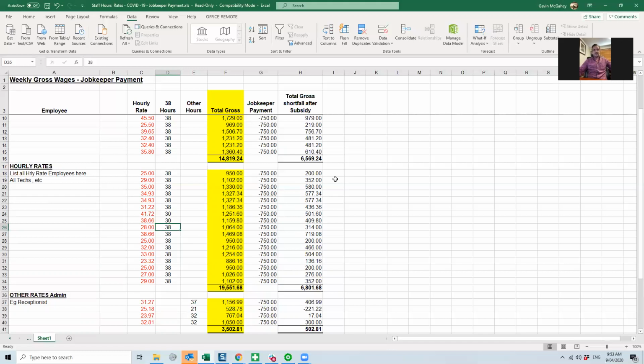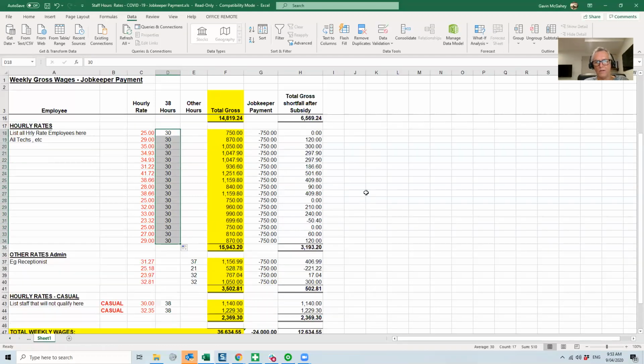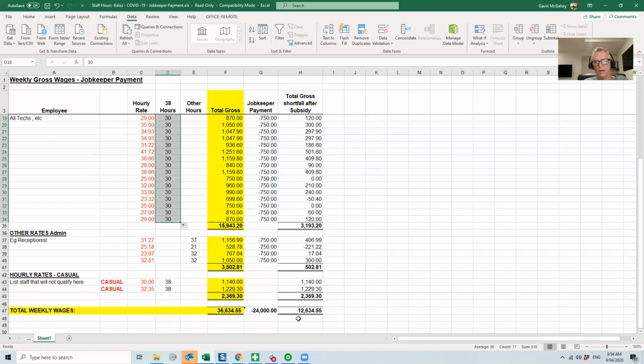And what you said there, Gav, is exactly right. We might have to bring them down to 30 hours. So if we put 30 hours for all the staff members in the column there, that'll change the calculation, and we'll be able to see what our payroll is going to look like with everyone on 30 hours. Yeah, so that's a handy way to look at it. I've just changed everyone there, and you can see the difference it's made to the overall total gross shortfall as compared to the subsidy. It's just a handy little tool to play around with.